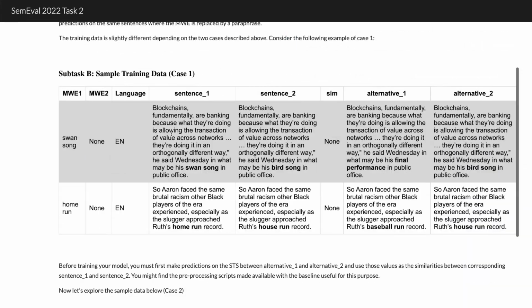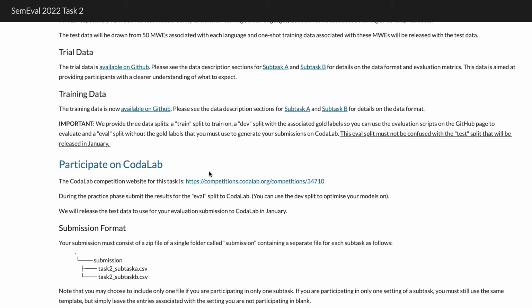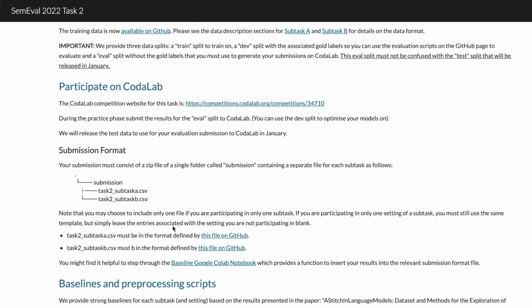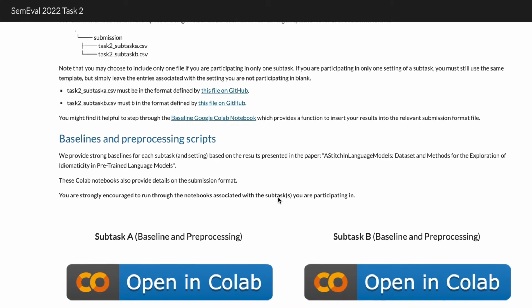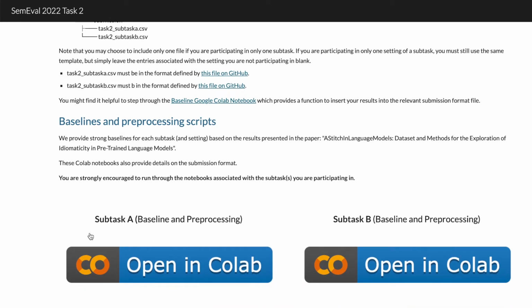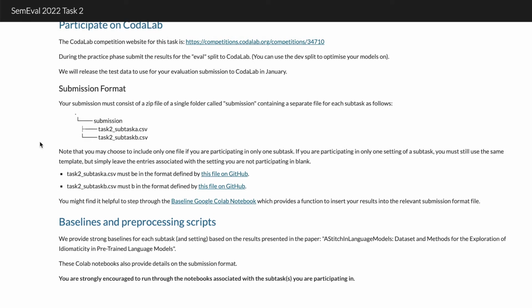You can participate in this task by going to the CodaLab competition. There's details on what is required in terms of your submission format here. We strongly suggest that you step through the CoLab notebooks that we provide so you get an idea as to what is required by this task and what the submission format should look like.